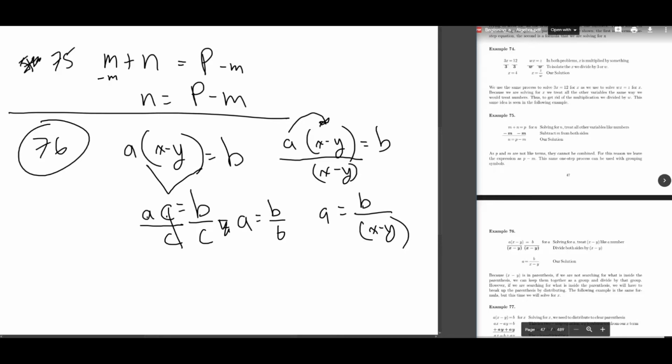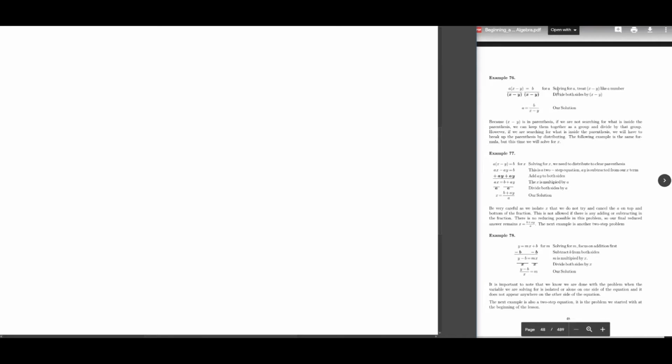Okay, so having that done, number 76, they say here, solve for a, treat like a. Didn't I just do that? Yes, I just did. Okay. Did I just do that? Yes, I just did. Okay, number 77 then.